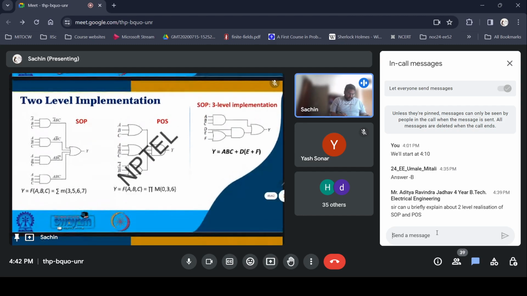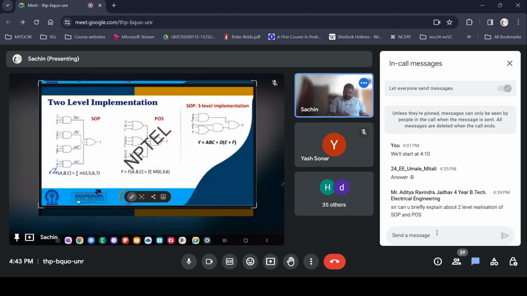So this, if you write it out in terms of A, B, and C, M3 is nothing but A bar B C. M5 is A B bar C. M6 is A B C bar. M7 is A B C. So that's the expression in terms of the variables if you write it in terms of A, B, and C.